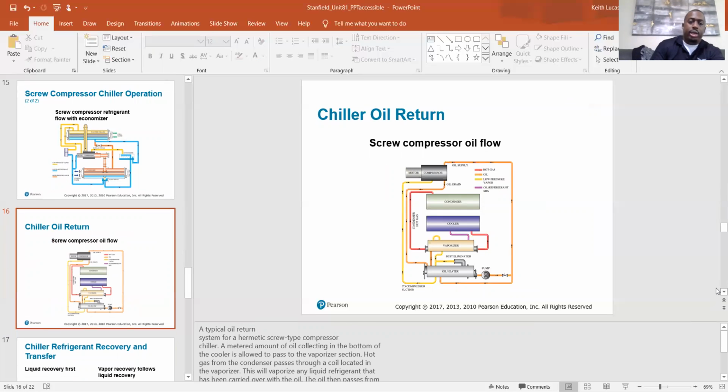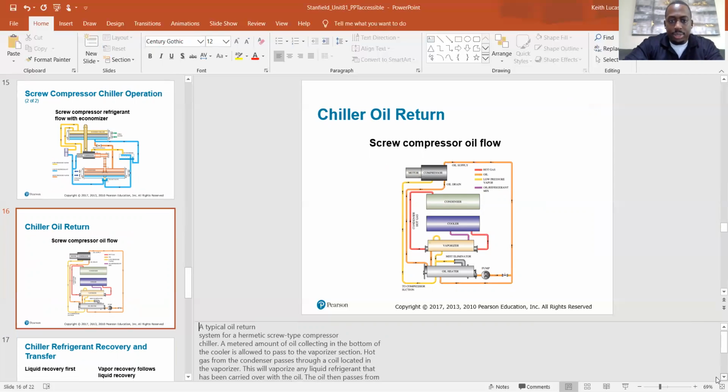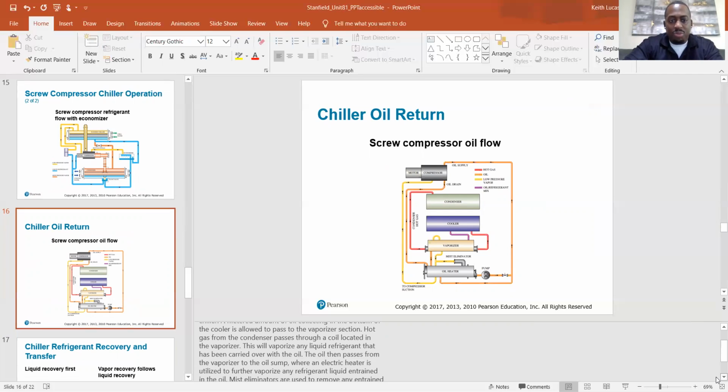Chiller oil return. A typical oil return system for a hermetic screw type compressor chiller is what we're looking at here. So a metered amount of oil collecting in the bottom of the cooler is allowed to pass to the vaporizer section. Let me just scroll down a little bit. Hot gas from the condenser passes through a coil located in the vaporizer. This will vaporize any liquid refrigerant that has been carried over with the oil.